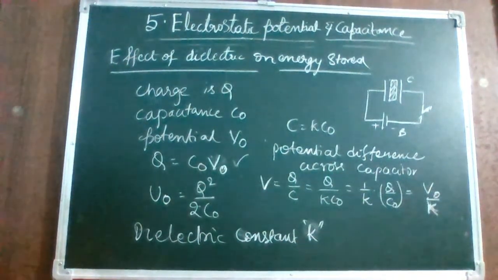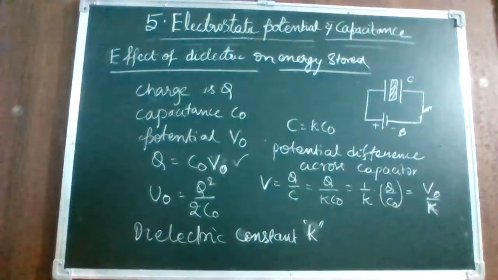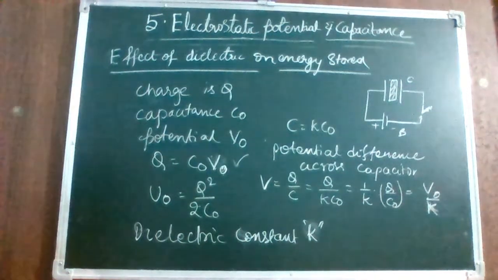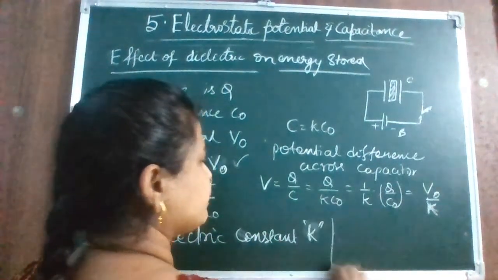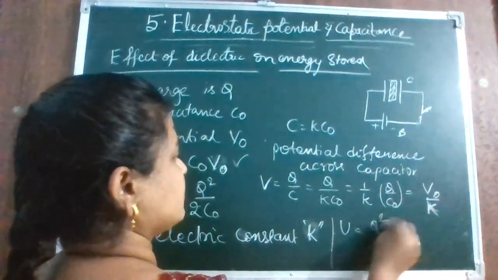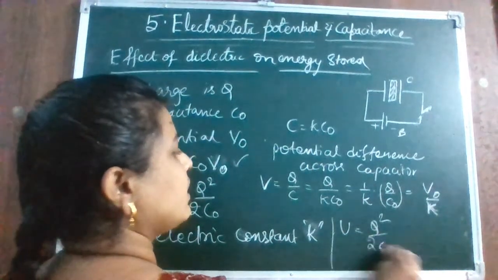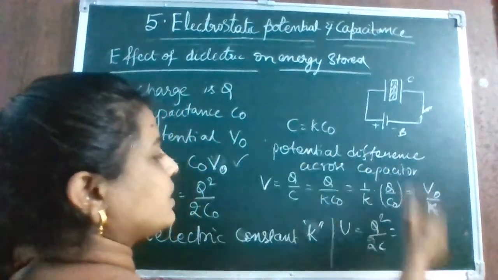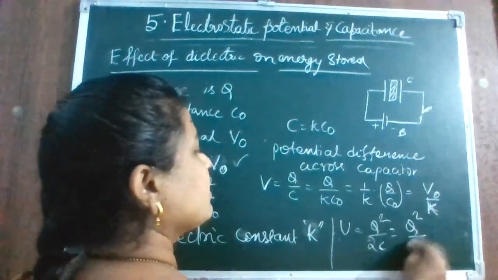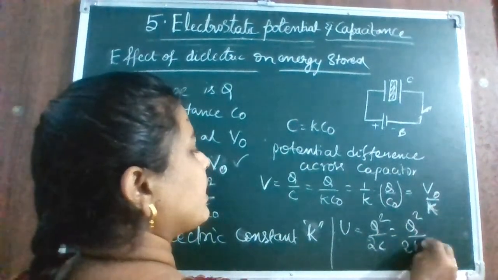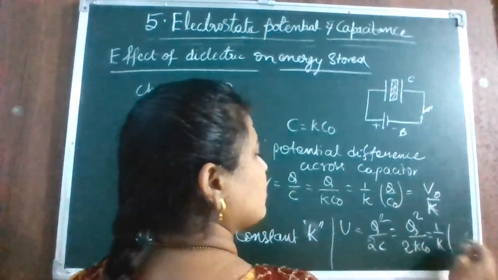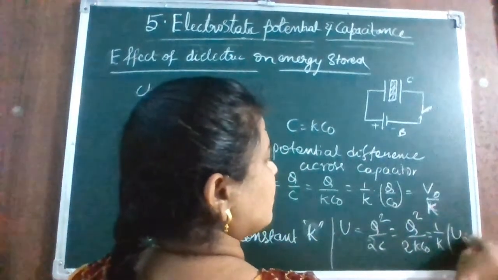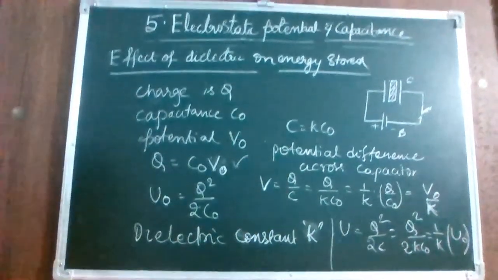Then, what about the energy stored? We have the equation U naught is equal to Q square by 2 C naught. After disconnecting the battery and introducing the dielectric, U is equal to Q square by 2 into K C naught, that is equal to 1 by K into U naught. So U naught by K.